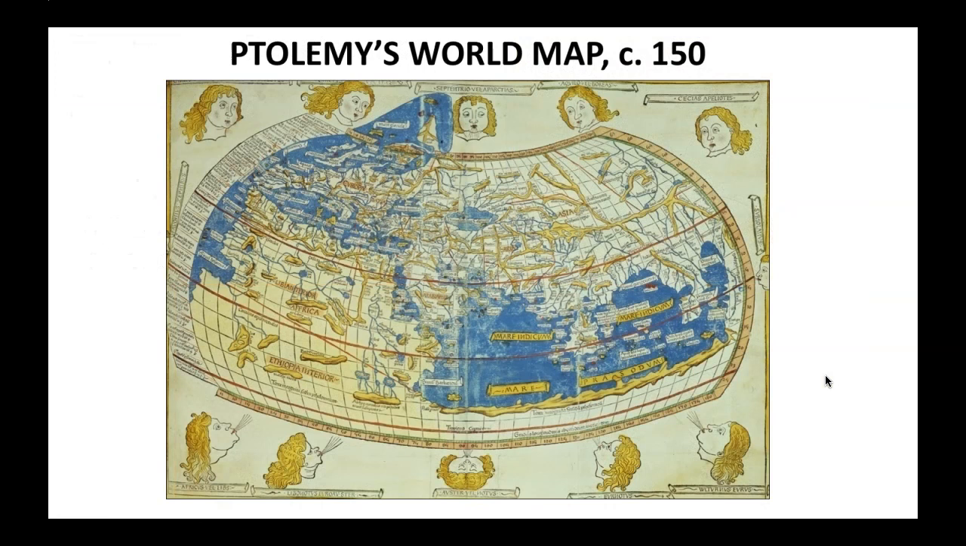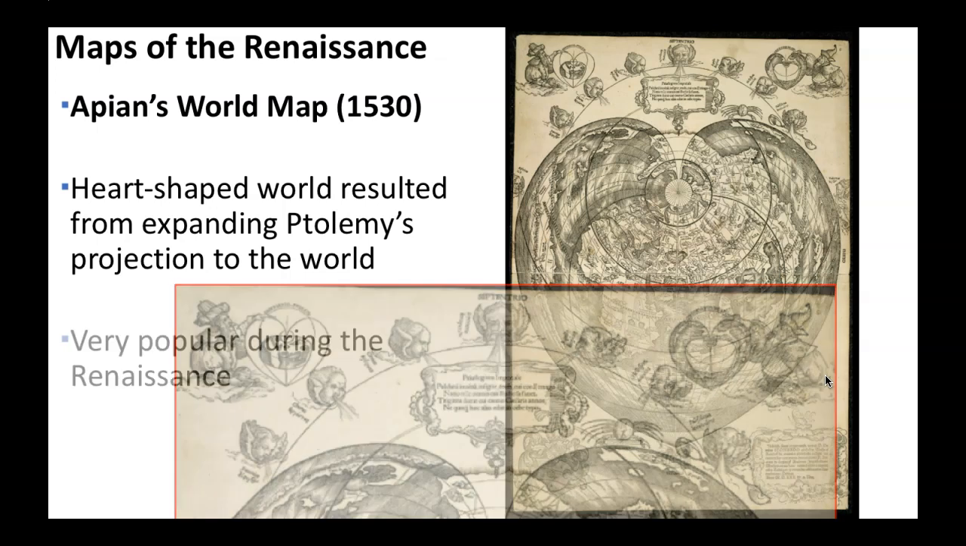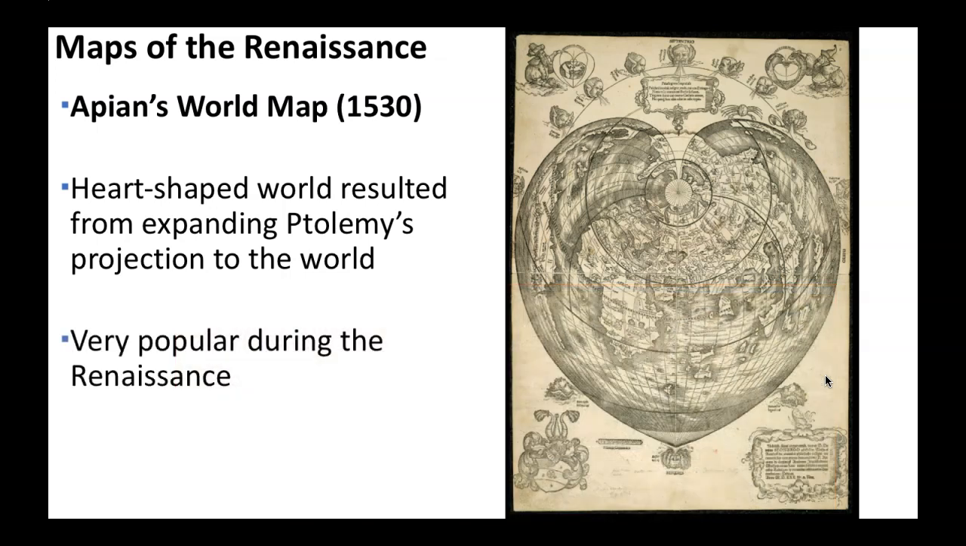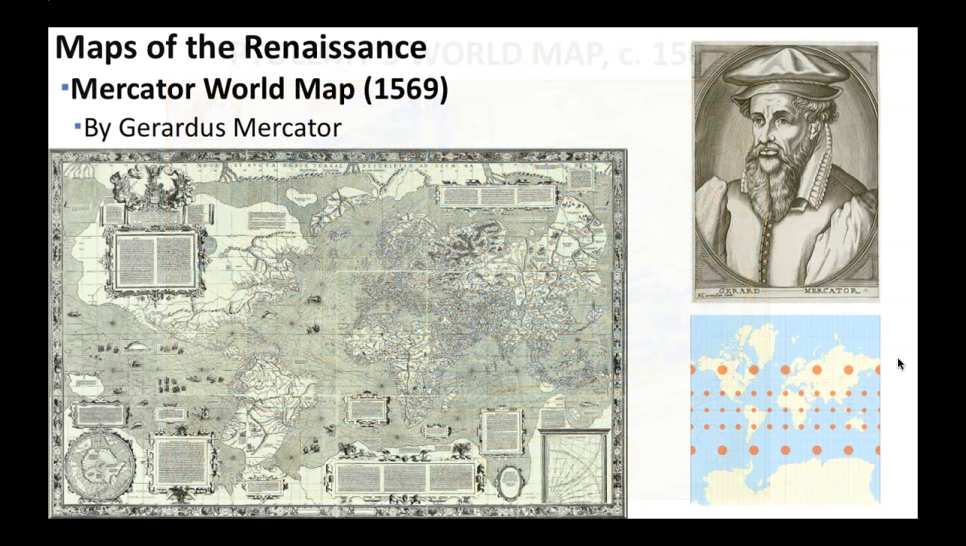And so again, the Appian map is remarkable because if you expand Ptolemy's early projection for the known world during the Roman period, this map creates a heart shape. And this map, because of its shape and its novelty, became very popular during the Renaissance.